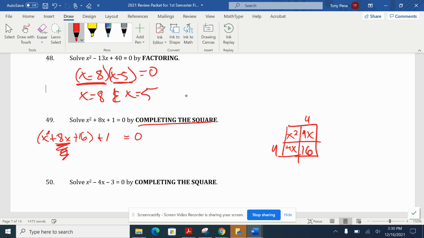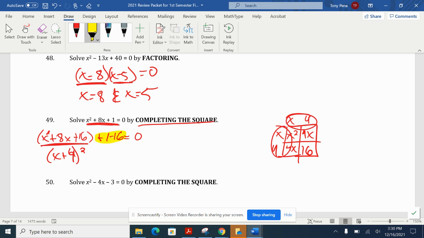And then since I've just added this 16, it wasn't part of the original problem. I can't technically do that. So I'm going to be subtracting that 16 from that 1 that we were ignoring initially. Go ahead and simplify that into our perfect square, which is x plus 4, x plus 4. And I write it as x plus 4 squared. Over here, we end up with the negative 15. And then that's going to equal 0.